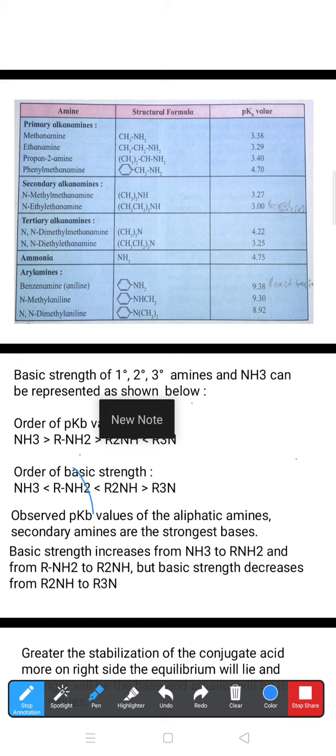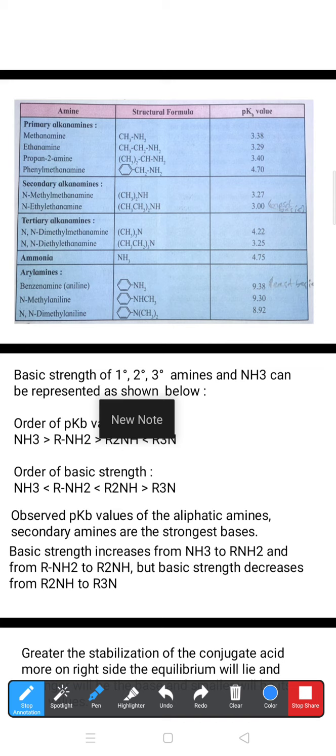Now here, this R2NH has the greater value than that of the tertiary amine, and the order of basic strength is ammonia less than primary amine less than secondary amine less than tertiary amine. Secondary amine has a greater value than that of the tertiary amine.